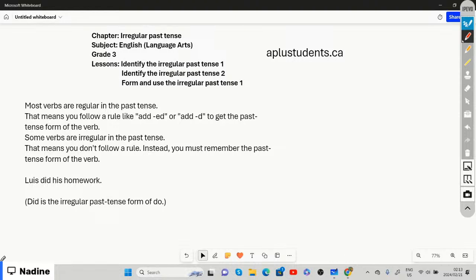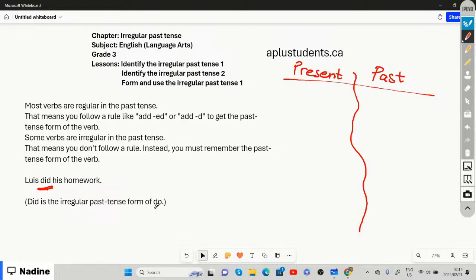For example, it says Lewis did his homework. So did is our past tense verb, and the present tense form of that verb is do. Here we have the present tense, and here we have the past tense. So the past tense of do is did. I did clean the bin, or I did take out the bin.